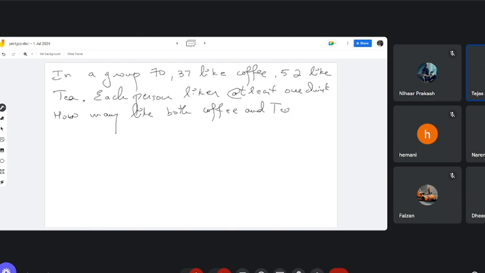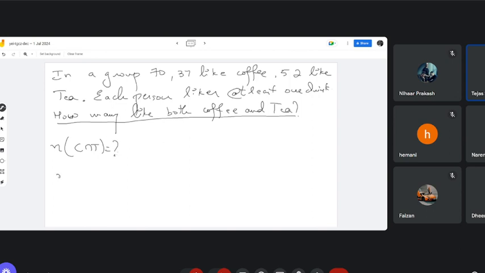I'll tell you the meaning of this. Now listen. Read the last sentence first. How many like both coffee and tea? What is the intersection they're trying to ask? C intersection T is the question mark. C is for coffee, T is for tea. The second sentence says each person likes at least one thing, which means out of this 70, there is nobody who says I don't like both of them. In the 70, they either like coffee or like tea or like both of them. There is nobody who's going to tell I don't like either of them. That's the reason that statement is given.